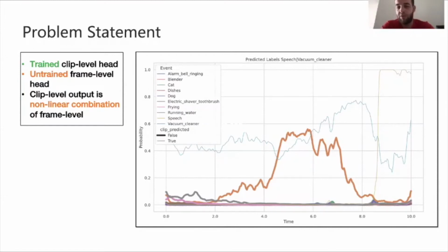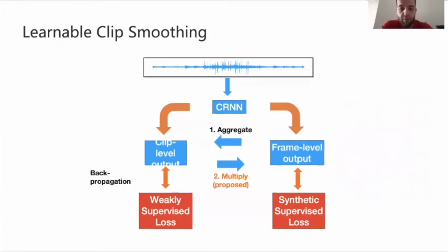To avoid this kind of problem, we use learnable clip smoothing, which is actually a very simple algorithm. As said before, we have two kinds of outputs, a clip level output and a frame level output. Usually during training, we aggregate the frame level output to obtain the clip level output, and then our learnable clip smoothing just multiplies the frame level output by the clip level output. That means we squash any probability which is not predicted by the clip level head.